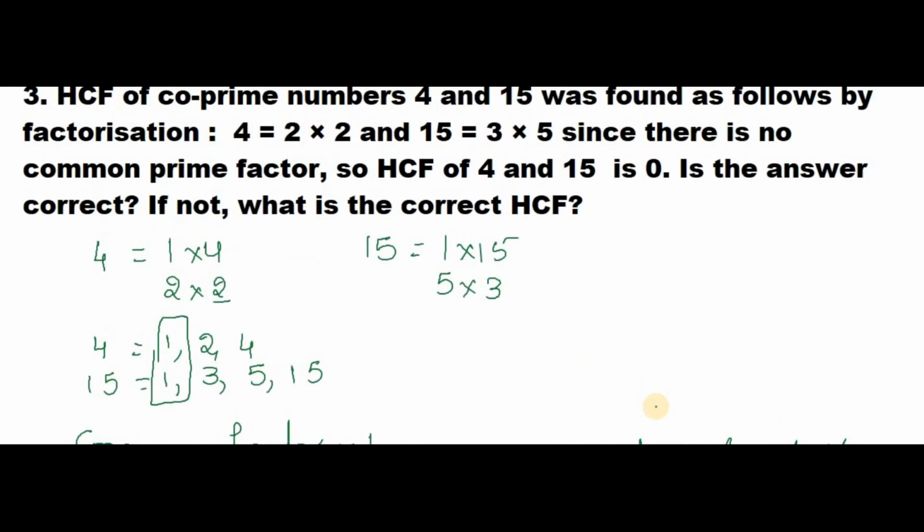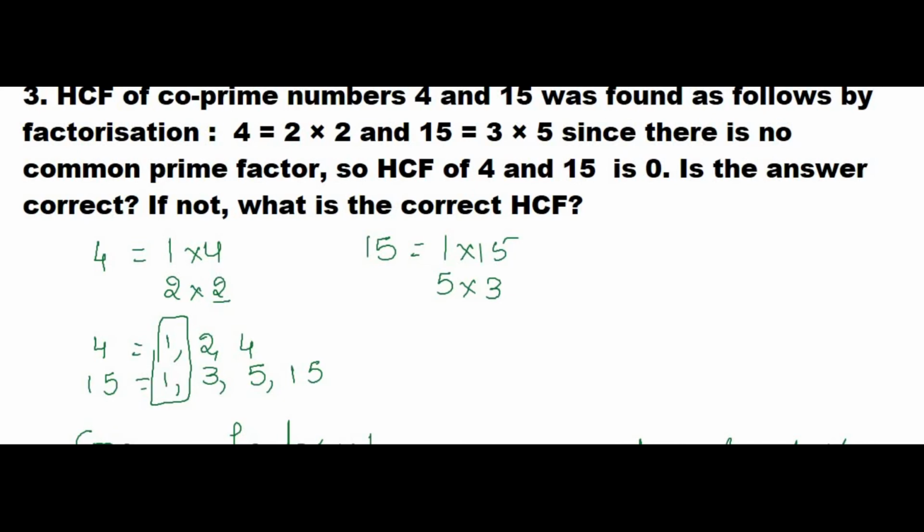Okay, so the HCF of the co-primes 4 and 15 is not 0, it is 1. Of course, the definition itself is saying that when the HCF of two numbers is 1, then we can say that those numbers belong to co-primes. But whereas here what he is showing, he is saying that the HCF of the co-primes is 0, and he is also saying that 4 and 15 are co-primes. By the definition itself, it is proving that it is wrong.